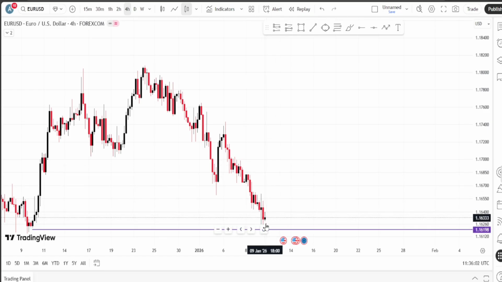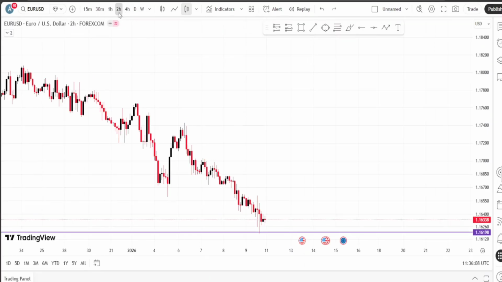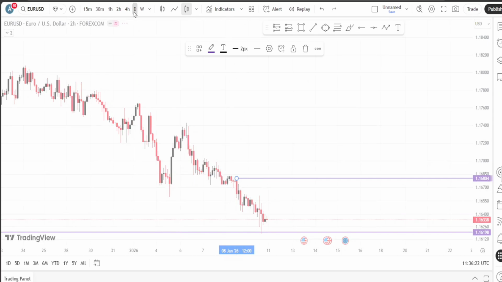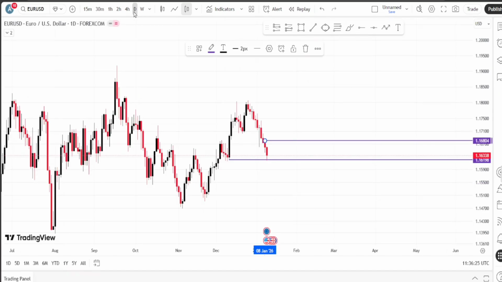So I will wait for price to attempt that liquidity area again. And if we have another rejection, I'm going to try to look for buys on this area, and then my target is going to be this area for next week. So this is my personal view, what I think that price is going to do based on the 4-hour charts.